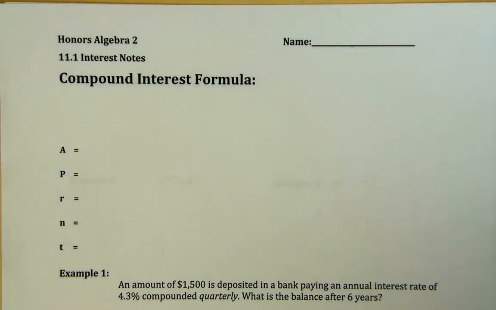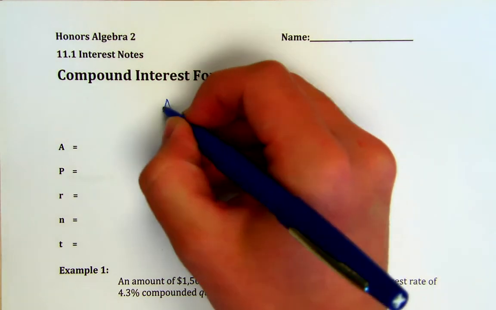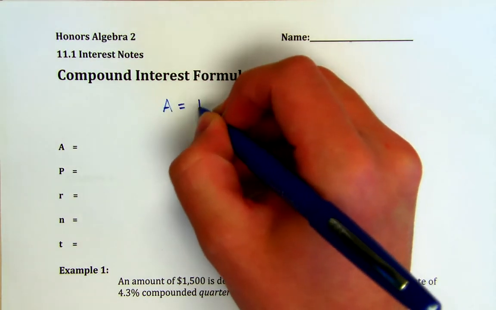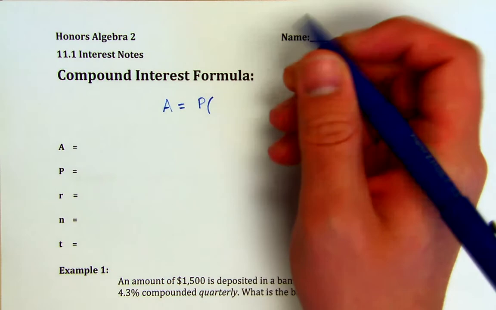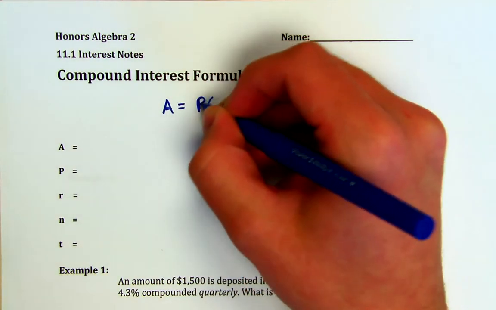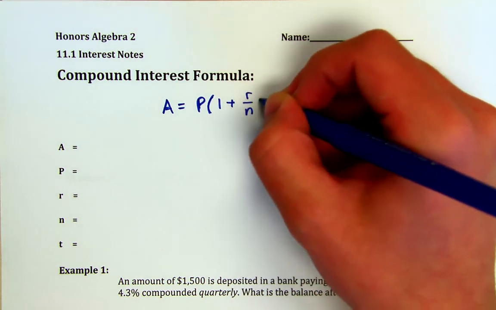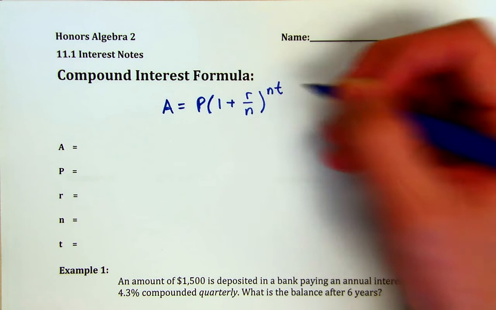Here we're going to talk about different interest formulas that we can use now that we know a little bit about exponential functions. And we're going to talk about solving some exponential equations. So first, let's talk about the compound interest formula. The compound interest formula is A equal to P times 1 plus R over N raised to the NT.